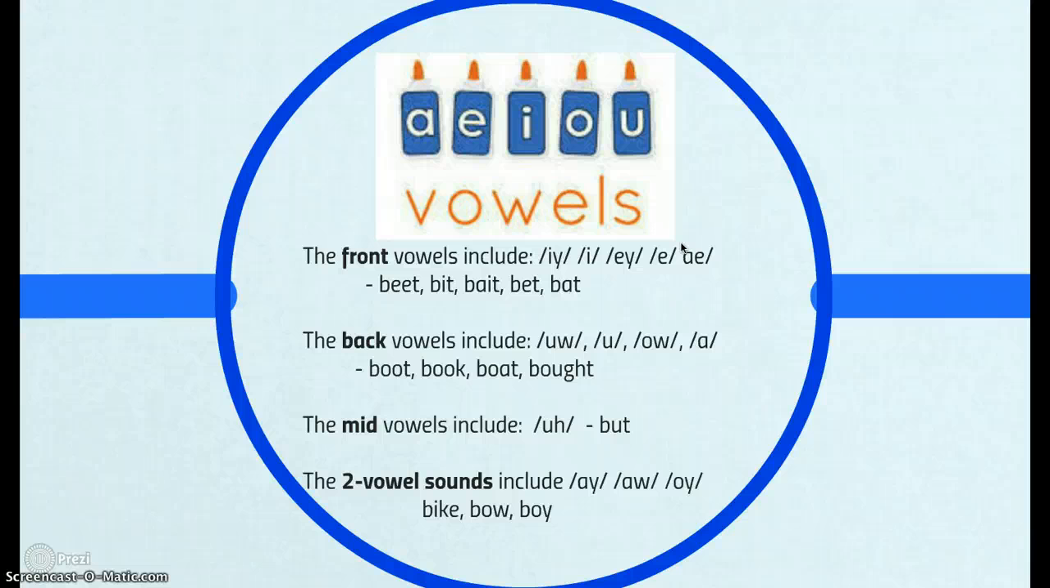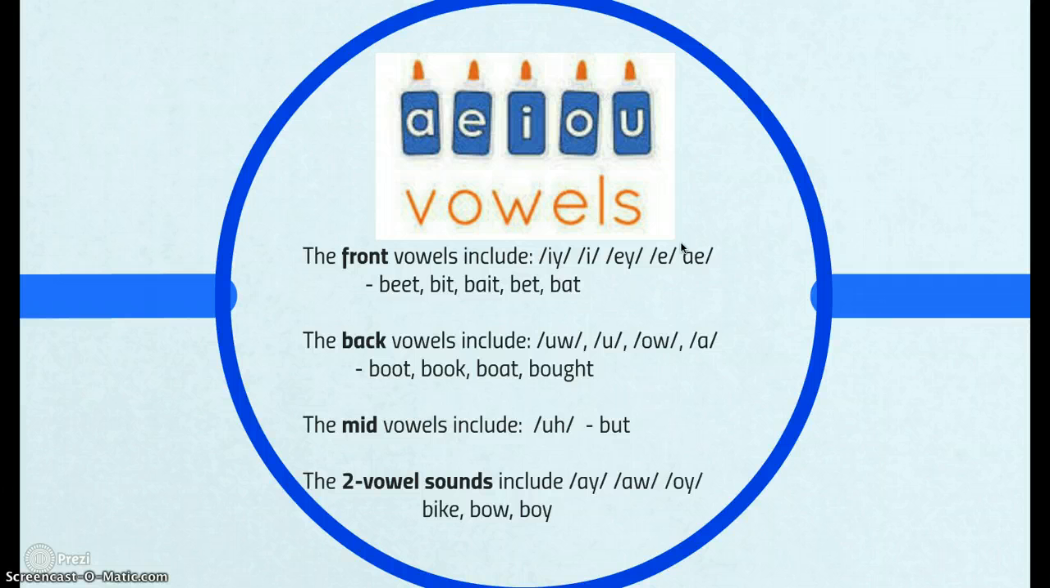We actually have 14 vowel sounds that we covered in this course. The front vowels are E like beat, I bit, A like bait, E like bet, and A like bat. And those all happen in the front of the mouth. E, I, A, E, A. Then the back vowels include oo, so I'm really stretching open the back of my mouth here. Oo like boot, like book, O like boat, and ah like bought. And the mid vowel is the sound, but.